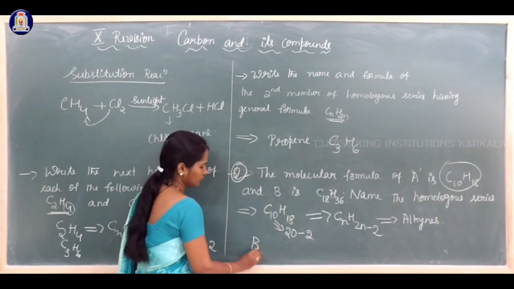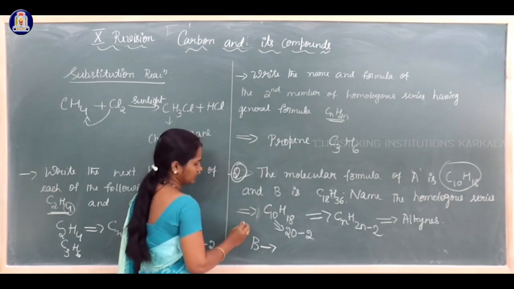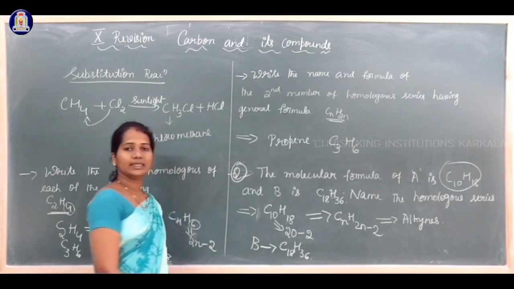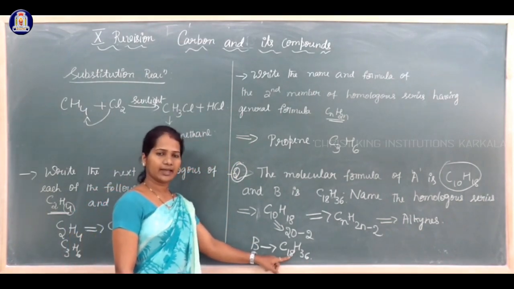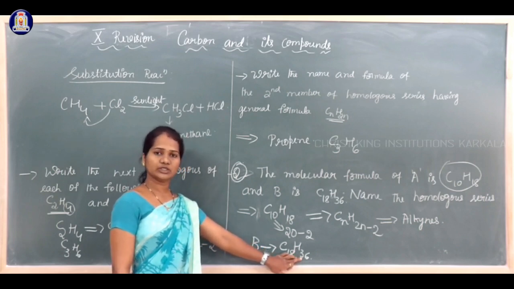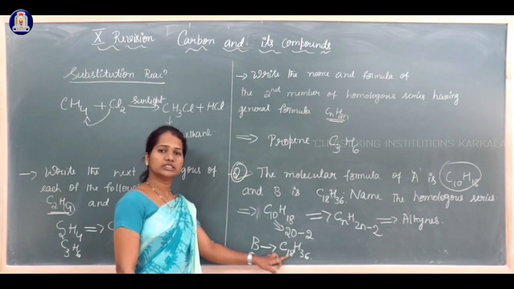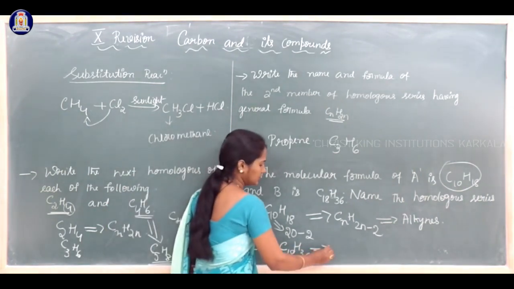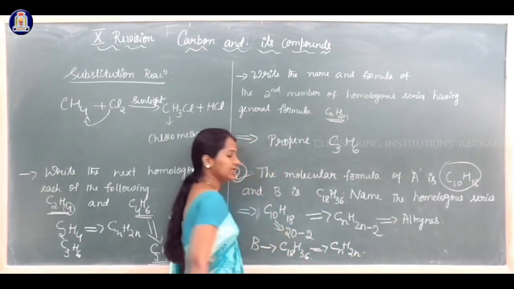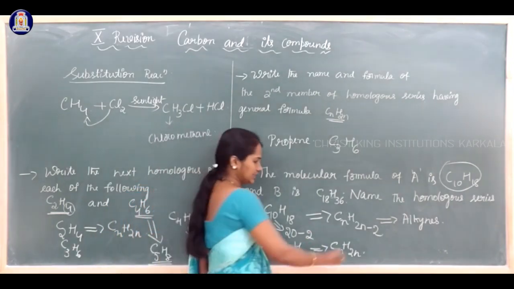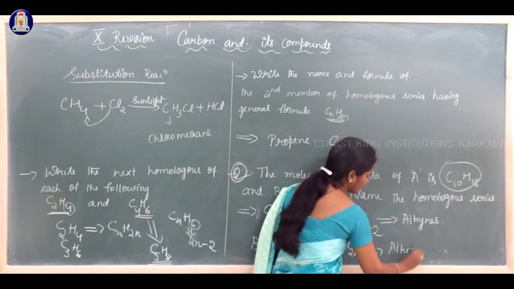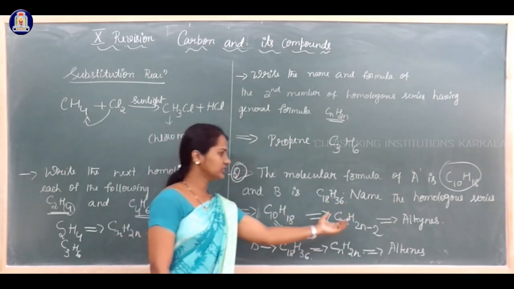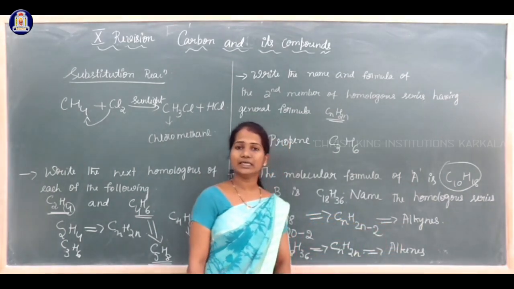Second compound, B. This is compound A, the first one. Now compound B, formula C18H36. See the relationship: 18 carbon atoms, 36 hydrogen atoms. So what is the relation? When you double this 18, 18 twos are 36. So this formula is in the form of CnH2n. If it is CnH2n, they belong to the homologous series alkenes. Name the homologous series: the first one is the alkyne family, the second one is the alkene family.